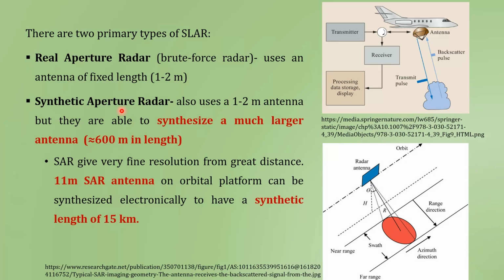So this synthetic aperture radar gives very fine resolution from great distance. For example, an 11-meter synthetic aperture radar antenna on an orbital platform can be synthesized electronically to have a synthetic length of 15 kilometer. Means here the actual size is only 11 meter but the synthetic size is 15 kilometer.